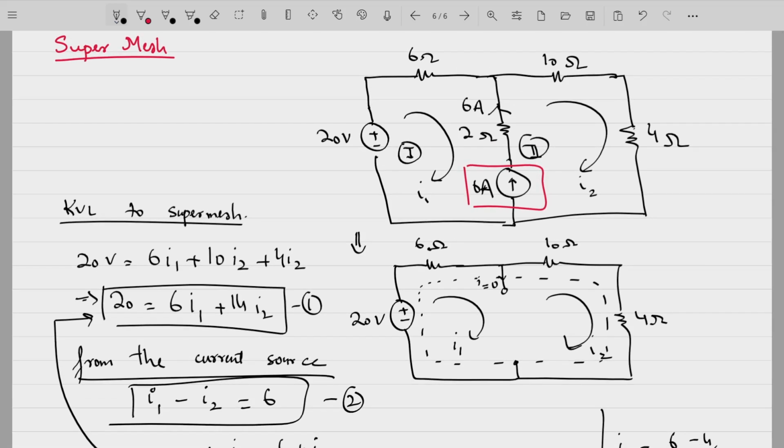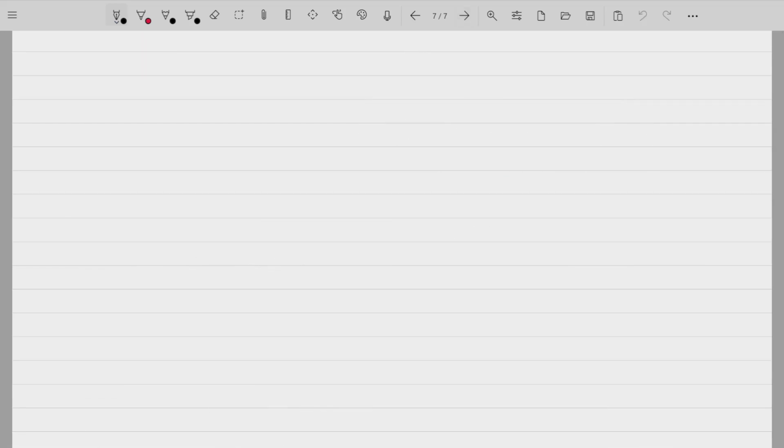So this is how you can do a case of super mesh. Let's take another example.